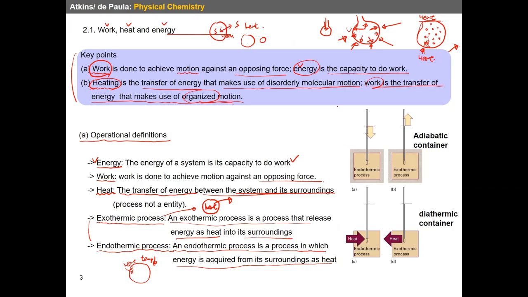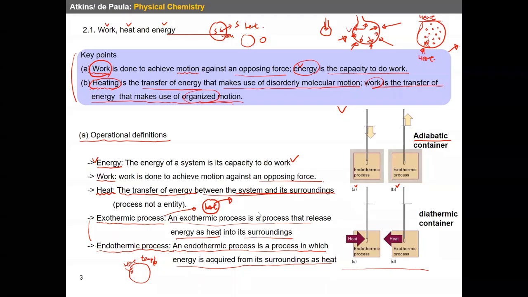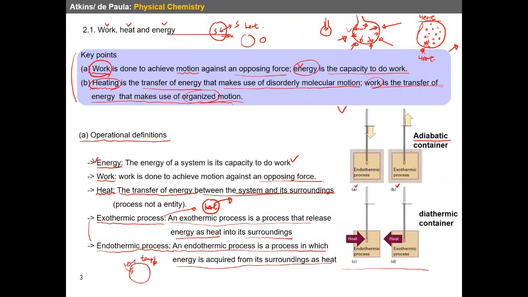Okay, so this figure gives examples to explain the exothermic process and endothermic process. Figures A and B show a system in an adiabatic container. What I mean is there is no heat exchange between this system and the surroundings.